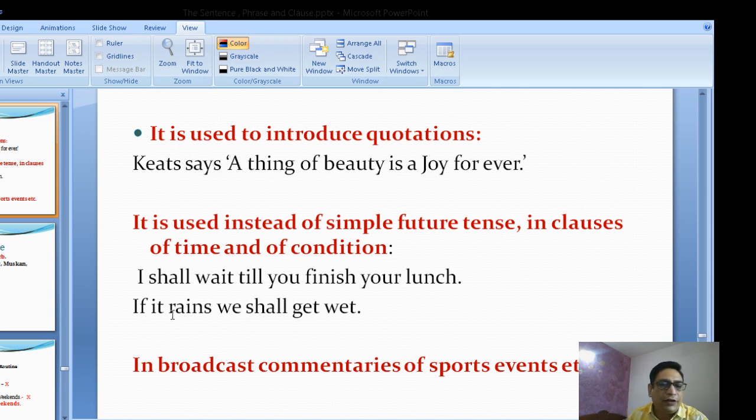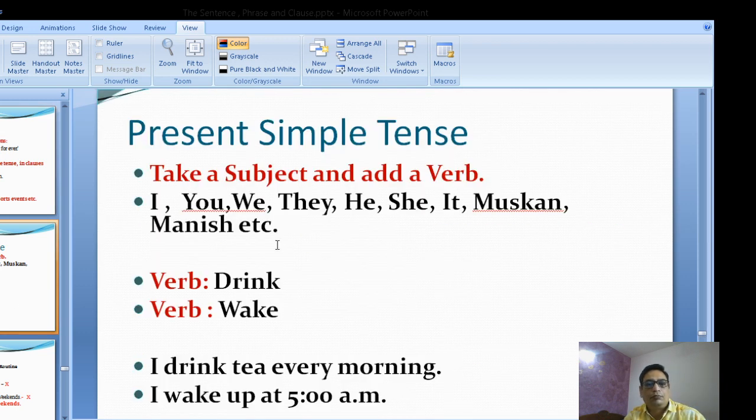All right, so we have covered all these things till yesterday. The first 15 minutes of the class, we have just covered whatever we learned yesterday. Now, today we are going to go a bit further. In present simple tense, you have to understand one thing. There has to be a subject and a verb, like any other sentence that we normally construct. So a present simple tense has a subject, which is a noun or a pronoun. For example, I, you, we, they, he, she, it, Muskan, Manish, Rohit, anyone, right?